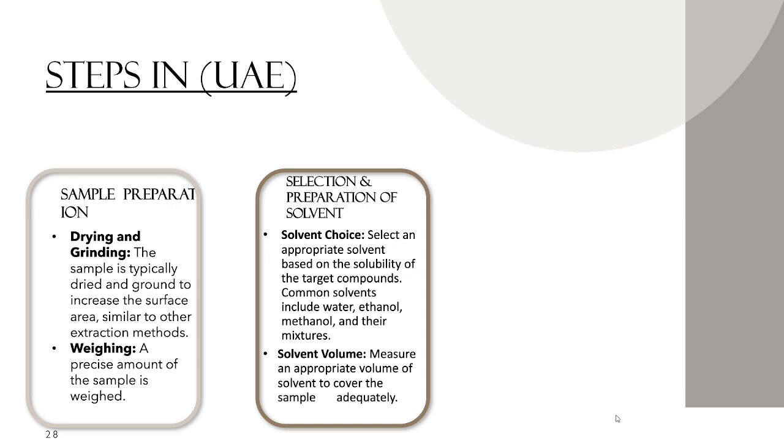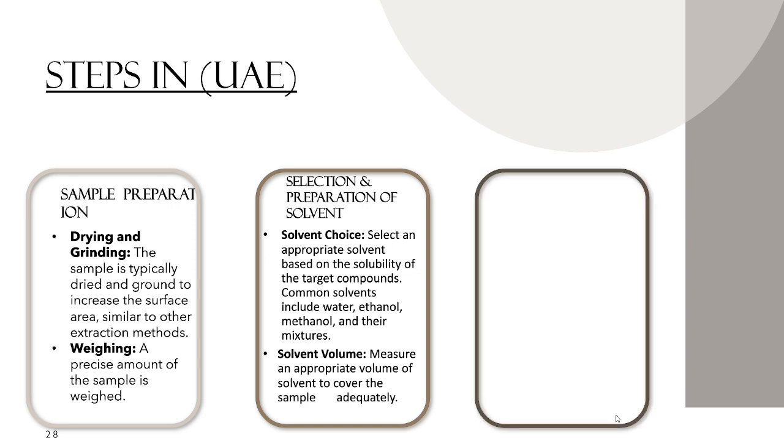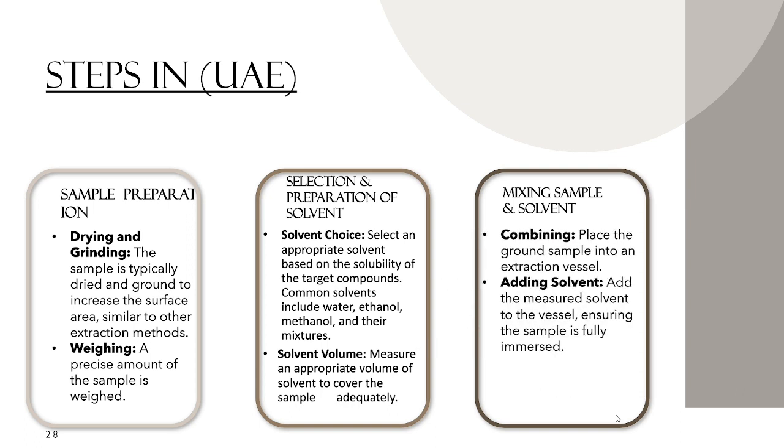The next step is selection and preparation of solvent. Select an appropriate solvent based on the solubility of the target compound. Common solvents include water, ethanol, methanol, and their mixtures. Solvent volumes are measured, with an appropriate volume of solvent to cover the sample adequately. The next step is mixing sample and solvent. Place the ground sample into an extraction vessel. Add the measured solvent to the vessel, ensuring the sample is fully immersed.